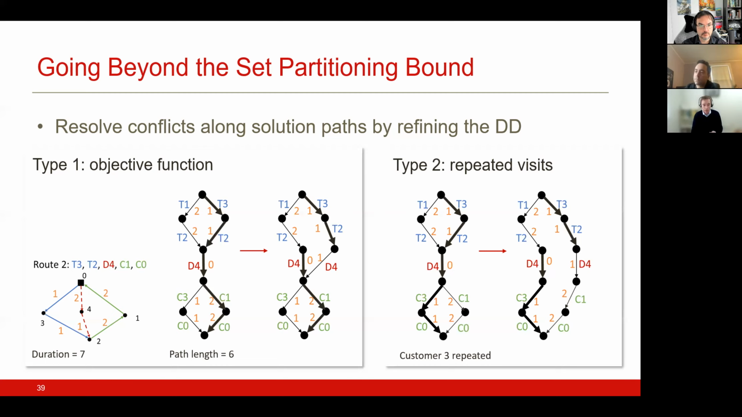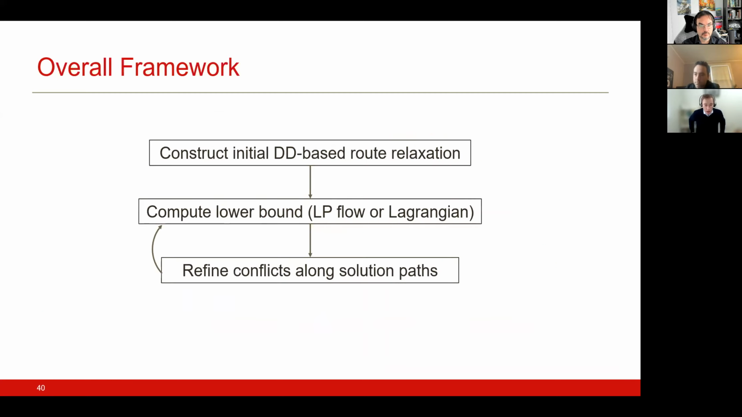Of course, it takes time. So the idea is this: we have our initial relaxation. We compute the lower bound like we did in the graph coloring case. We refine the conflicts as we did in graph coloring, and then we continue until we either have some stopping criterion or we have no more conflicts. We can, of course, as before, embed this in a branch and bound. We did not do that yet.